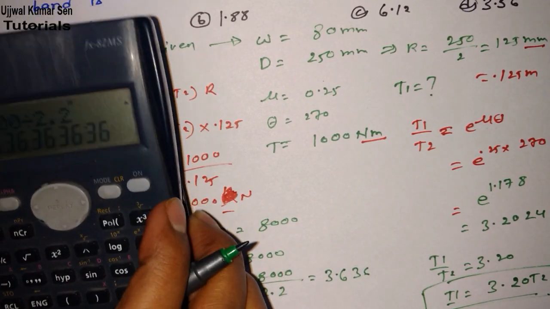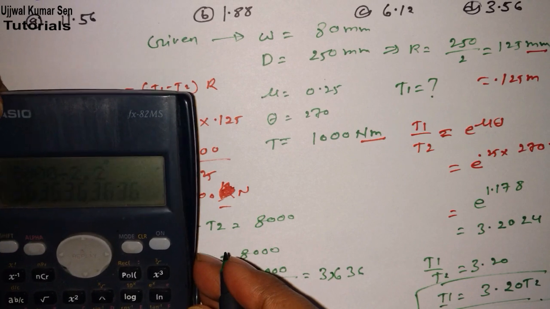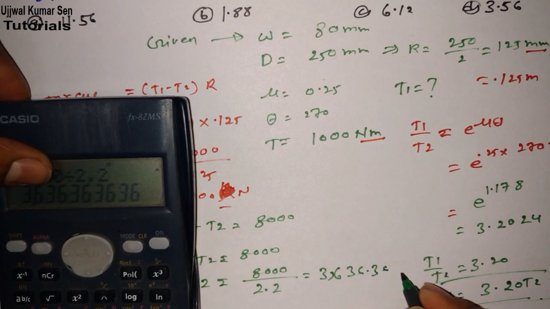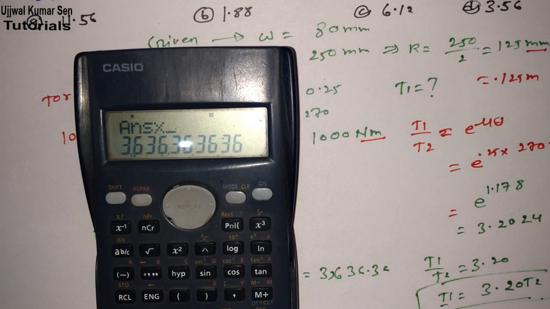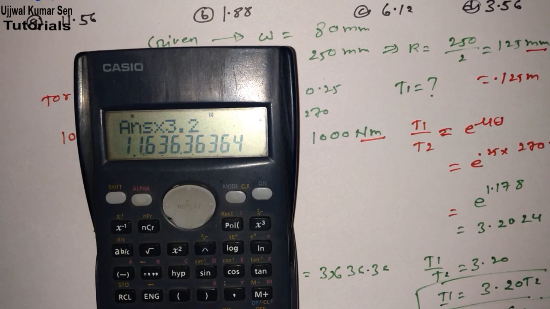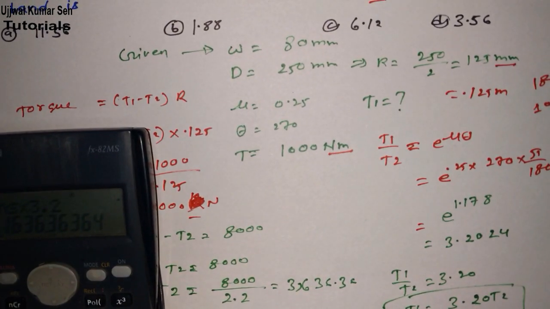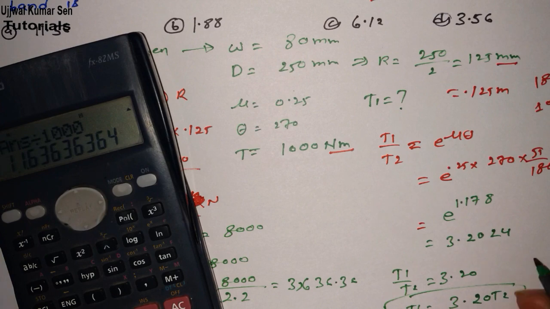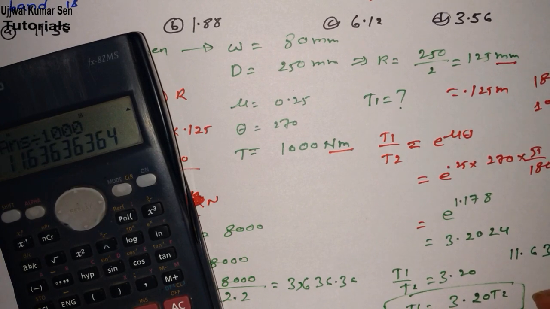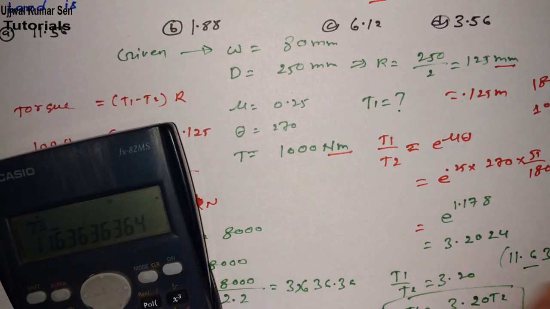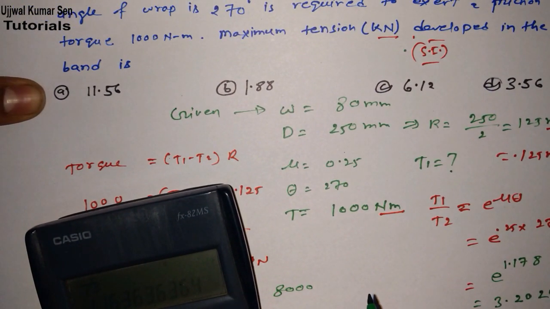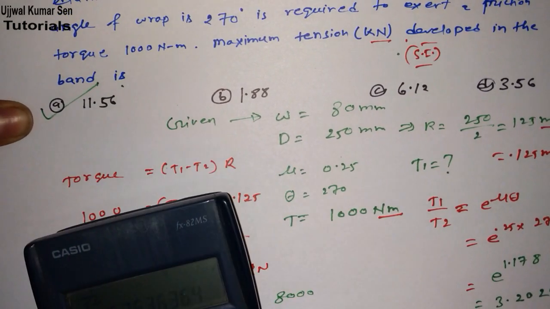So what we got basically here, 8000 divided by 2.2, we got 3636.36 is T2. Therefore T1, multiplied by 3.2, is equal to how much value are we getting, basically it's 11636.36. Kilonewton they have asked, so I have to divide this by 1000. So we got 11.63 kilonewton. 11.56 is there. So this is the nearest value we got. So definitely this is the right answer for this question.